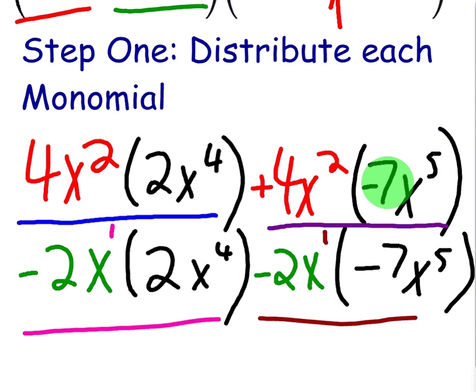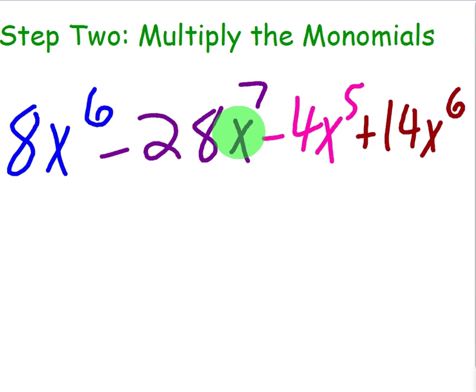Next, negative 2x times 2x to the fourth. Notice I put in the missing 1 there for the exponent. So negative 2 times 2 is 4. X to the first times x to the fourth equals x to the fifth. So it should be negative 4x to the fifth for the third.